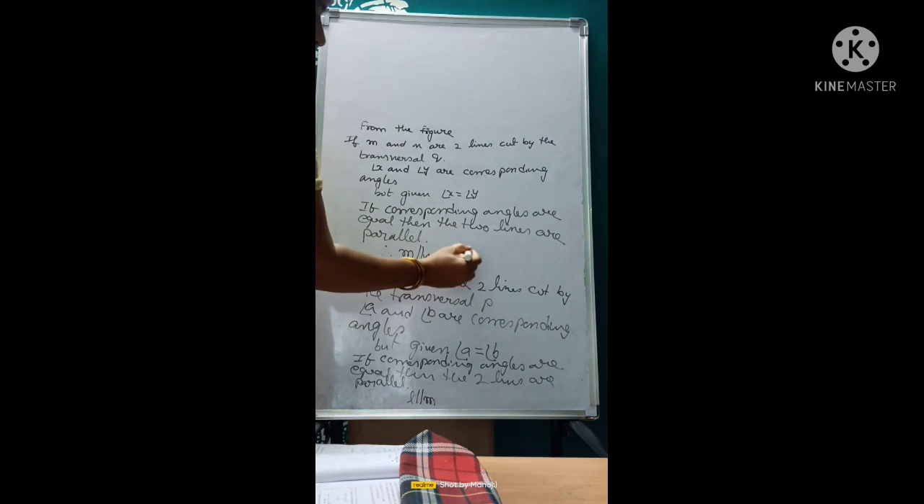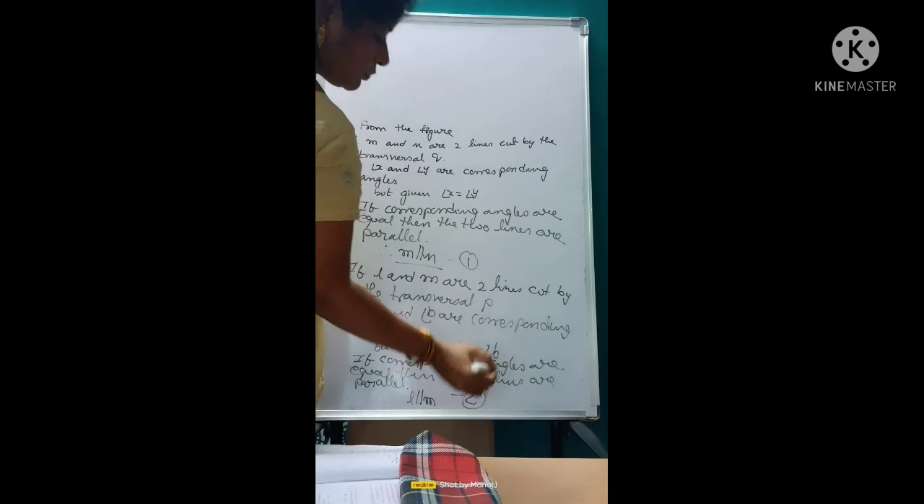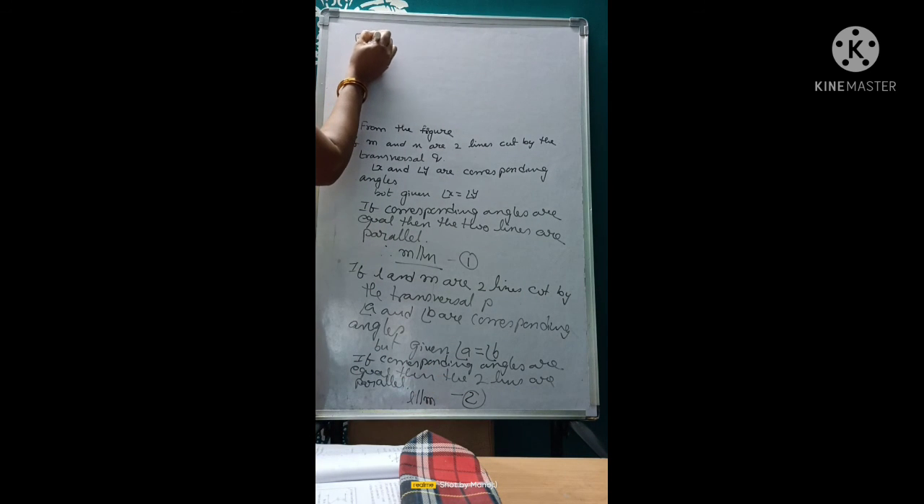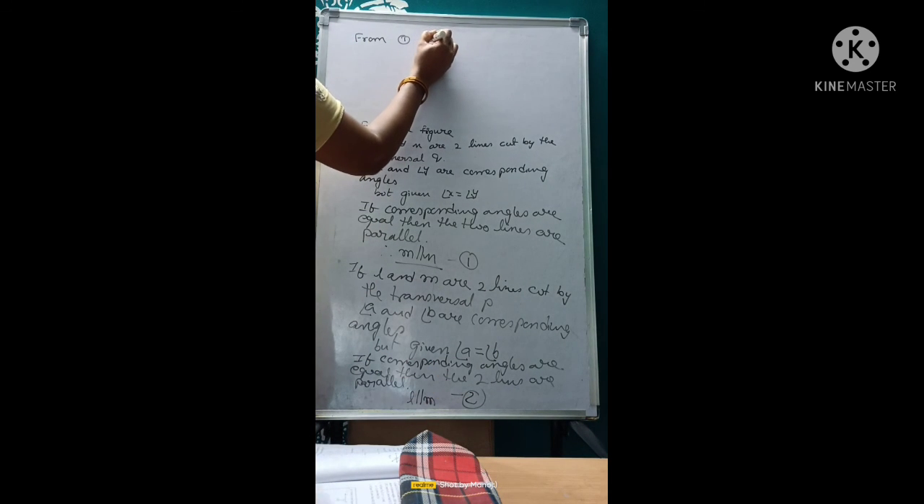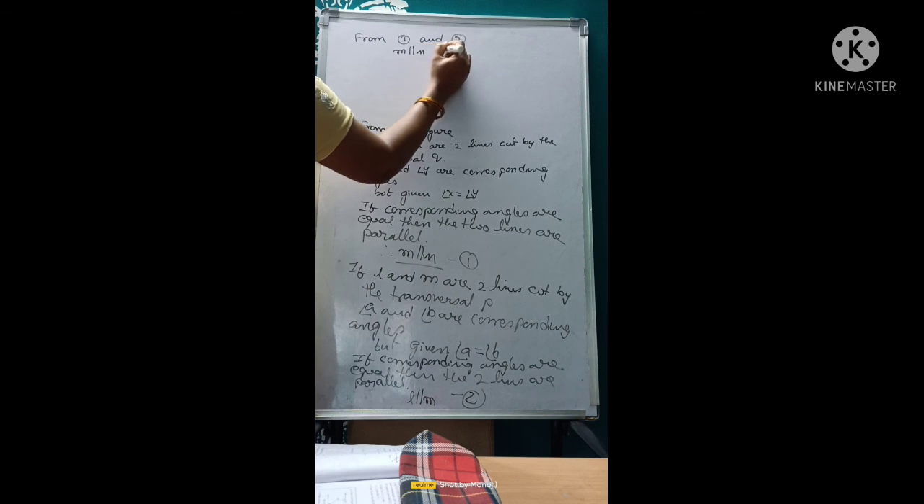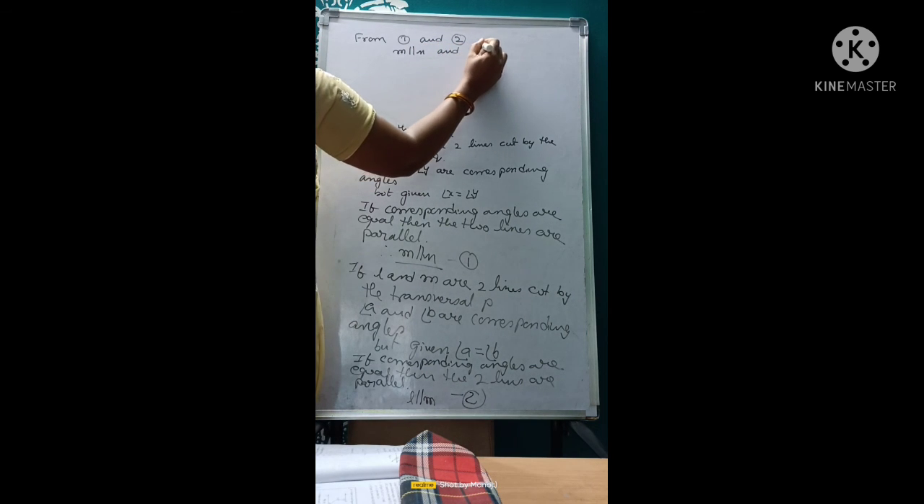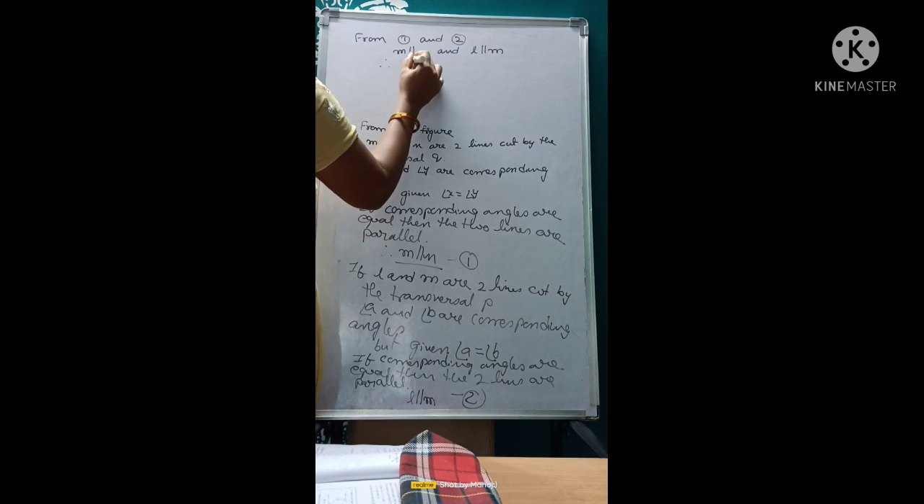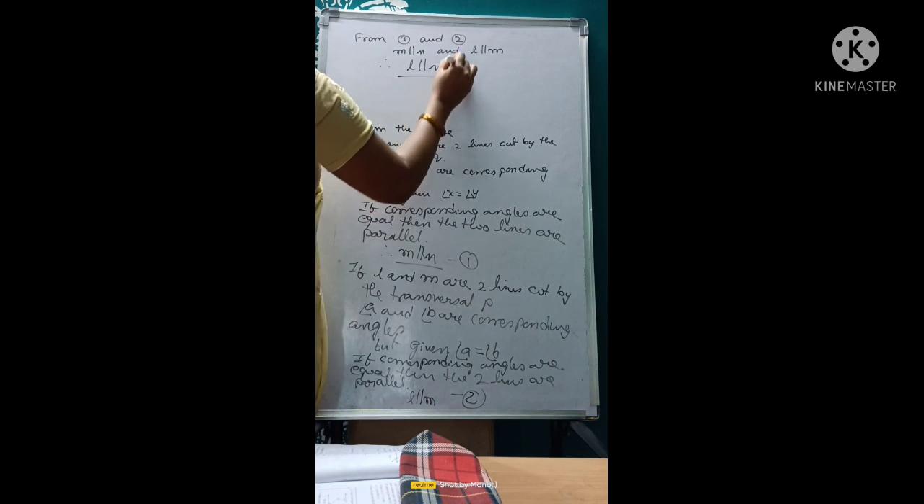So this is 1 and this is 2. From 1 and 2, M is parallel to N and L is parallel to M. So therefore L is parallel to N.